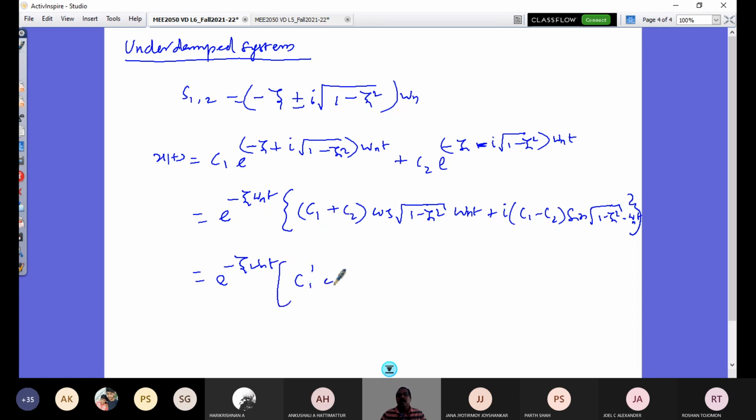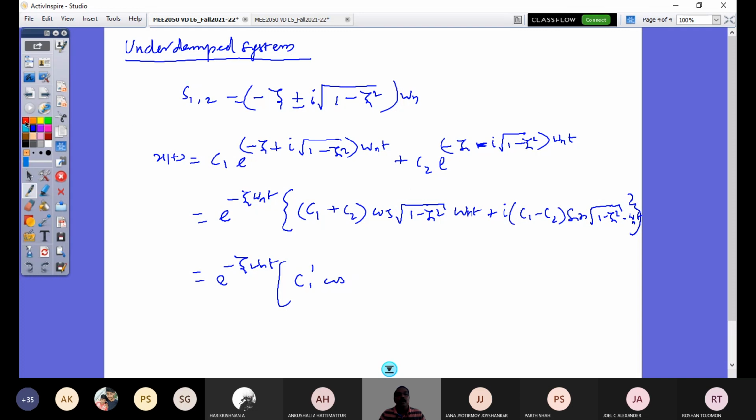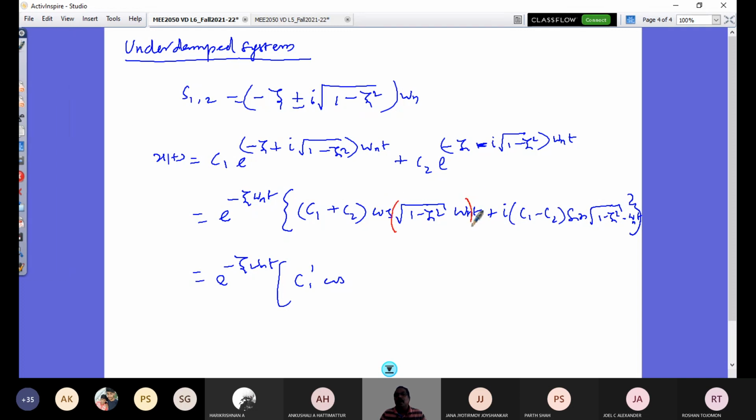which is C1 plus C2, cos of... I will just rewrite this. Instead of writing it in this radical form, under root of 1 minus zeta square into omega n, look at this part alone. I'm going to call that omega d. That is the damped natural frequency.